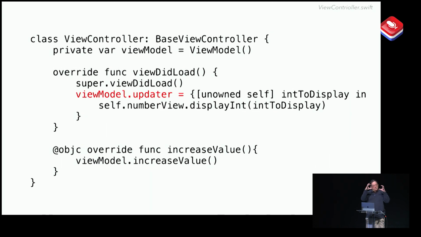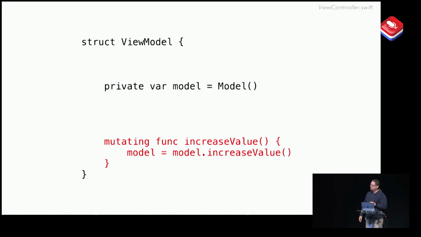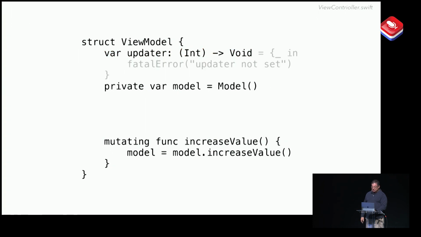And so inside of this closure, I tell you how to update the label. The view model doesn't know about the label. The view model just gets this red box that says, you give me an int, I'll do what I need to do. And so over here in the view model, increase value just says, you've given me this updater, and so when you've increased my value, I'm going to go ahead and update it.